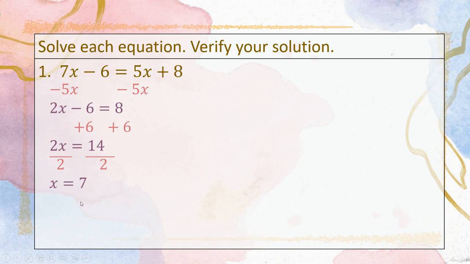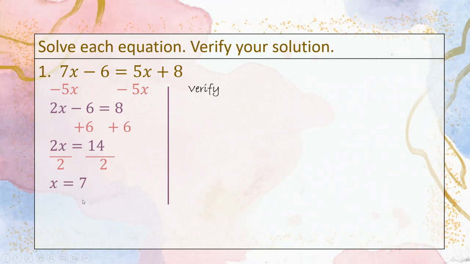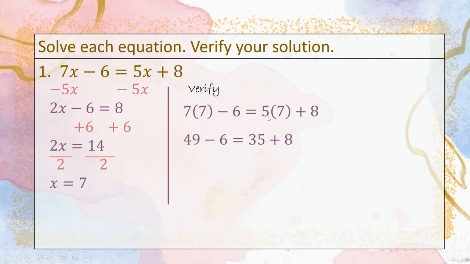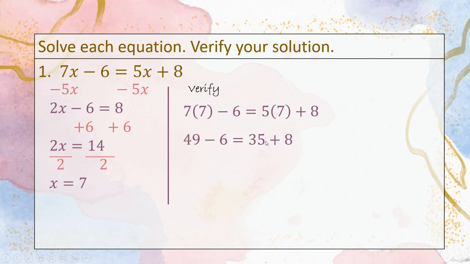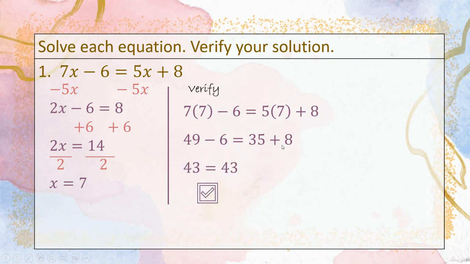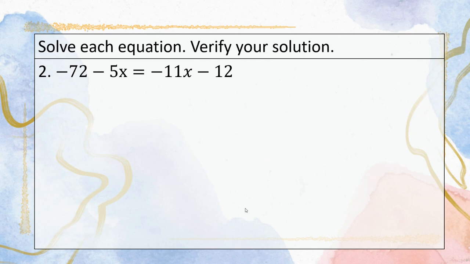The directions say to verify the solution. So I'm going to go back to the original equation, and in place of x, I'm going to put 7. On the left-hand side here, 7 times 7 gives us 49. On the right, 5 times 7 gives us 35. 49 minus 6 gives us 43. 35 plus 8 gives us 43. So that verifies that x equals 7 is our solution.